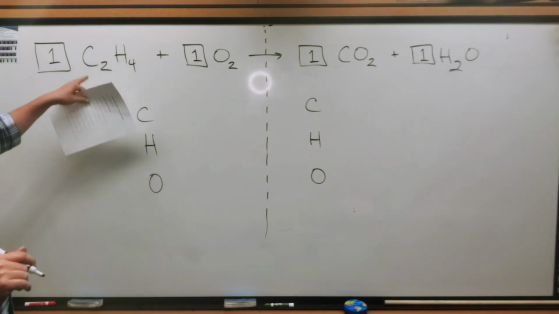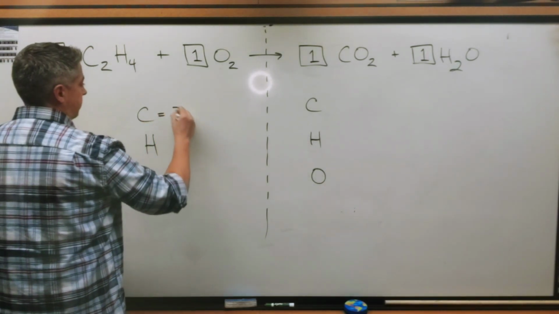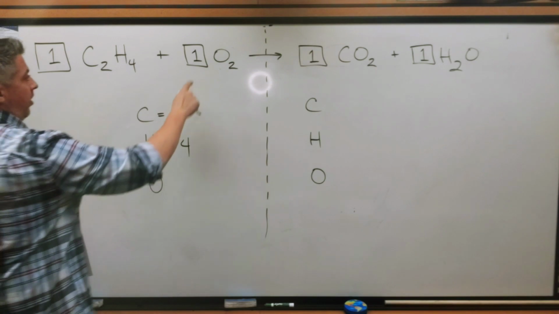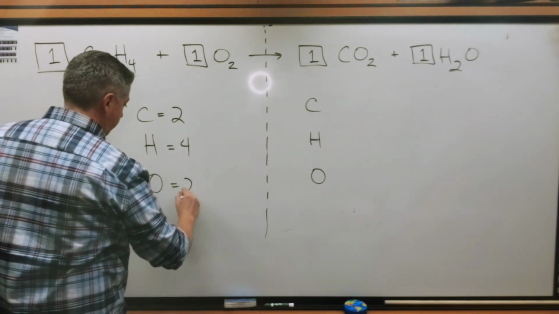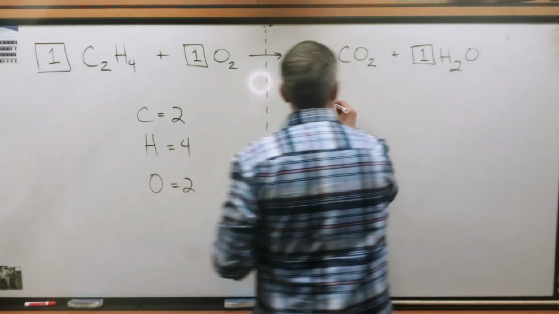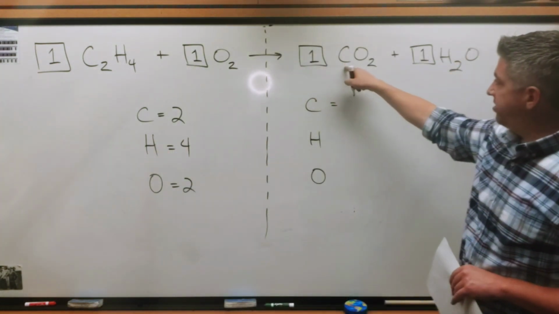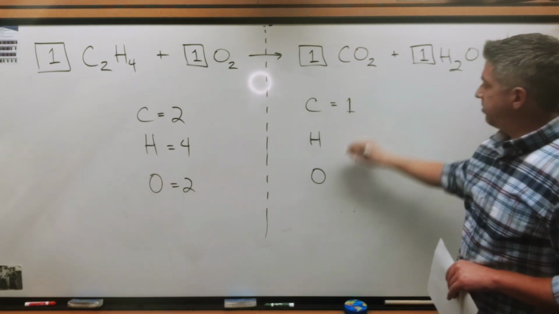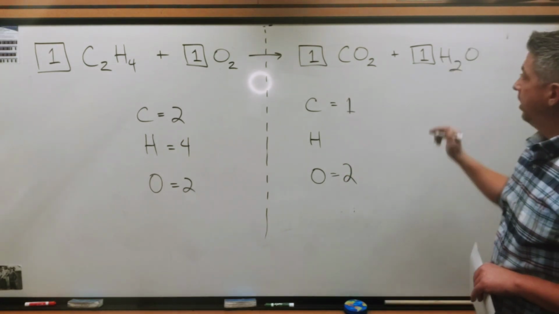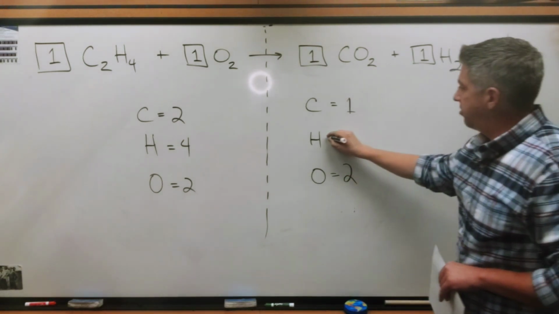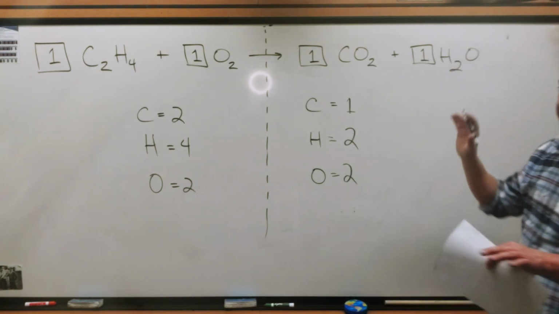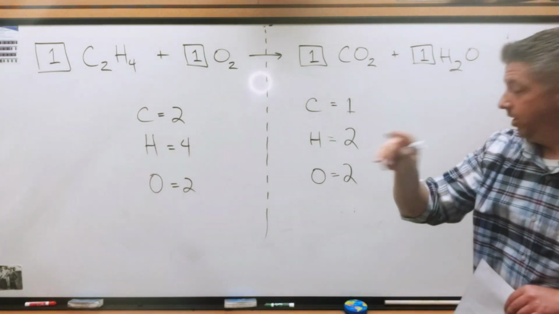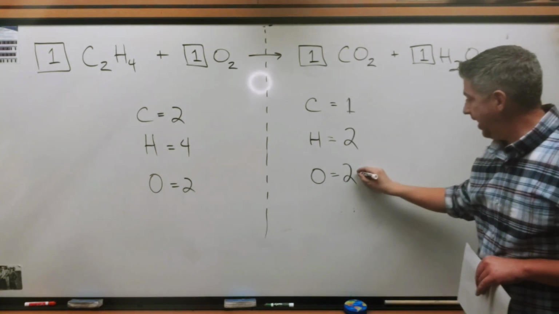Let's count. C2 means there's 2 carbon. 1 times H4, 4 hydrogen. 1 times O2, 2 oxygen. Let's go over here. 1 times 1C is 1. 1 times O2, that means we have 2 oxygen. 1 times H2 means there's 2 H's. Now here's where it gets a little tricky for some people. 1 times O means 1 O. We already have 2 O's, so we're going to have to add 1 more O.